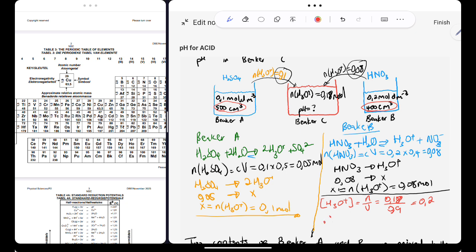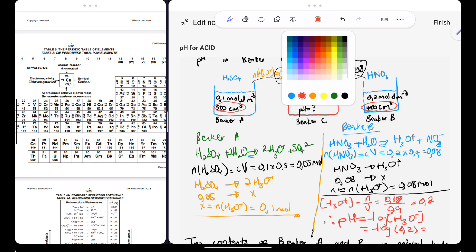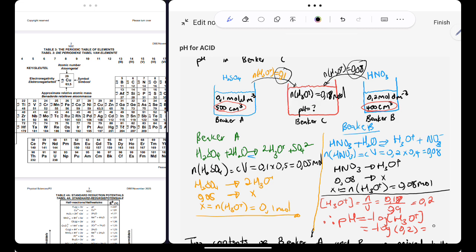So therefore, the pH of my solution, negative log of the concentration of hydronium ions, is negative log of 0.2. What do I get? Negative log 0.2. I get 0.6987, which is simply 0.7. The pH of my solution is 0.7.